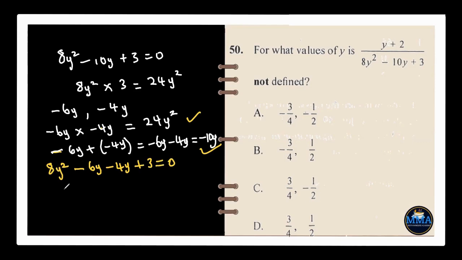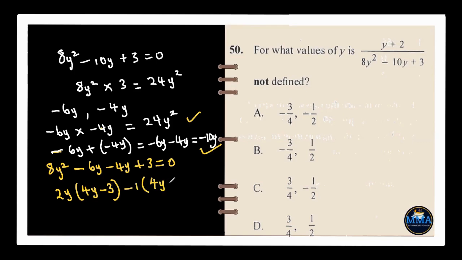Now, between 8 and 6, a number can divide. The highest common factor there is 2. And y is also common here. So here we have 4y. 2 times what will give us 6? 2 times 3. Now coming here, this is 4 and 3. The only number that can divide is 1. And then we have 4y. Of course, this is minus.